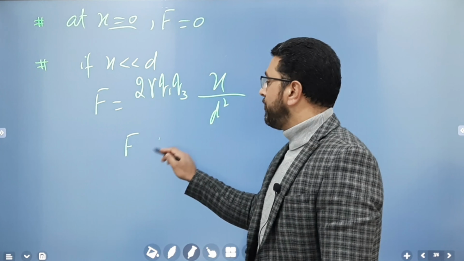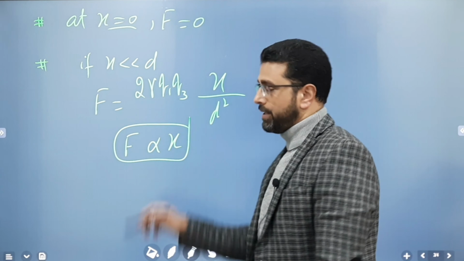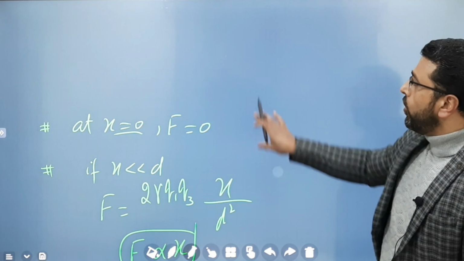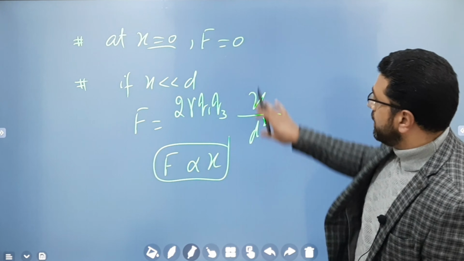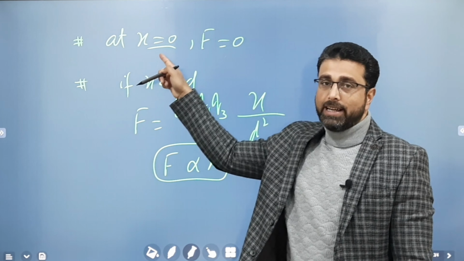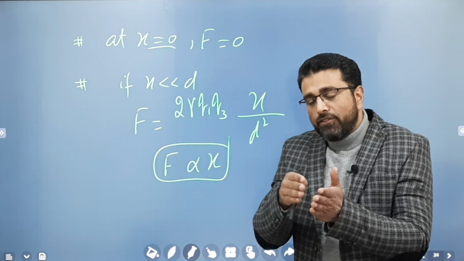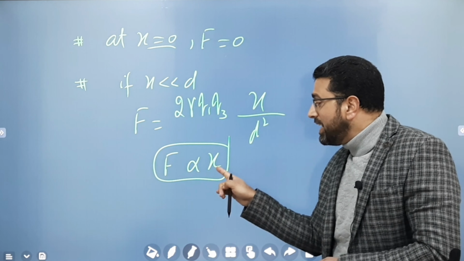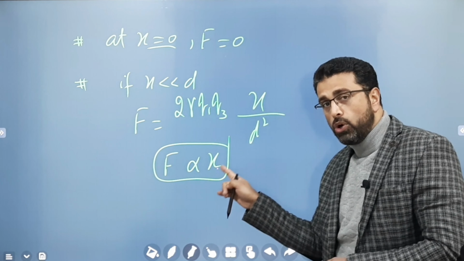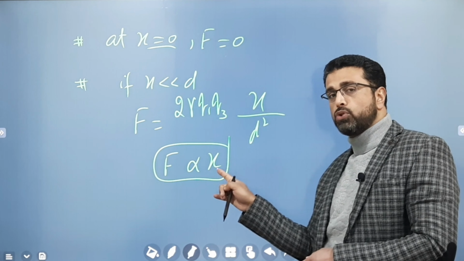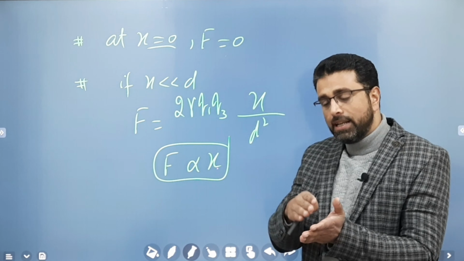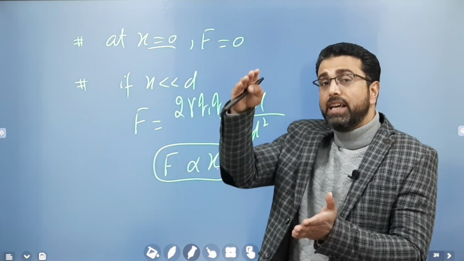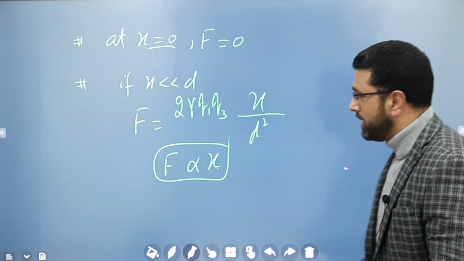You can clearly see force is directly proportional to x. So force is equal to 0 at x equal to 0. Then when you move away from the origin, force will increase linearly. It's directly proportional to x. So starting from the origin, initially force will increase linearly.